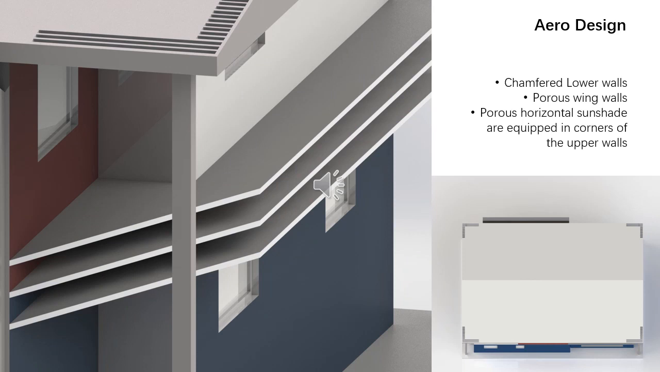From the Queensland cyclone shelter case study, the standard shelter building is a 10-degree roof-based square platform, whose design purpose is to mitigate and reduce the wind loadings. My design has the same aim to decrease the effect of flow separations, and it also has other design factors to calm the effect of wind. For example, chamfered low walls, porous wind walls and porous horizontal sunshades are equipped in the corners of the upper walls.